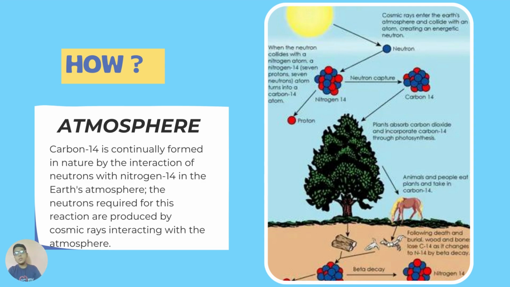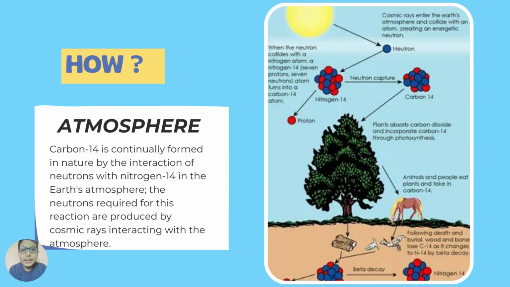What are cosmic rays? Cosmic rays are the rays which are coming from the sun, as you can see a sun image over here. The rays coming from the sun collide or react with a neutron. This neutron gains energetic kinetic energy, and it starts moving towards a nitrogen isotope number 14. Let me explain.